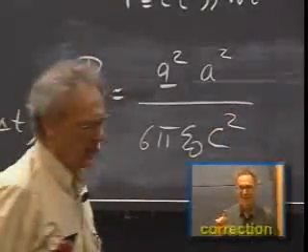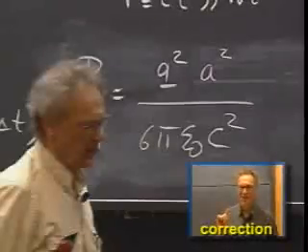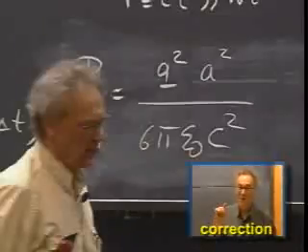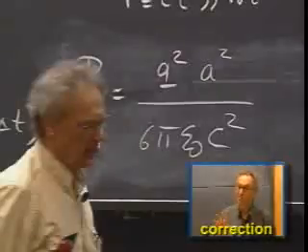Did you see my hesitation? I finally arrived at c squared, but it really is c to the power 3. So the downstairs is not c squared, but is c to the power 3. Sorry for that.